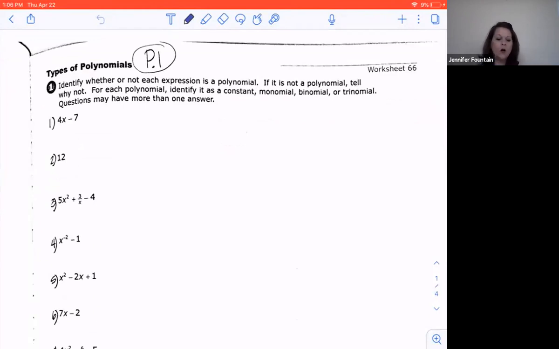So everybody has this. Notice I put page 1, page 2, page 3, page 4 on them, but this one's worksheet 66. I think the next one's worksheet 68. So they may skip numbers as far as the worksheet number goes, but I went ahead and numbered them at the top for you. Also put numbers beside them.